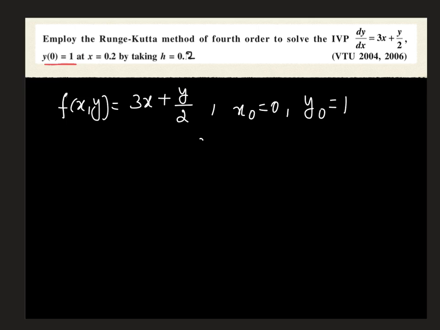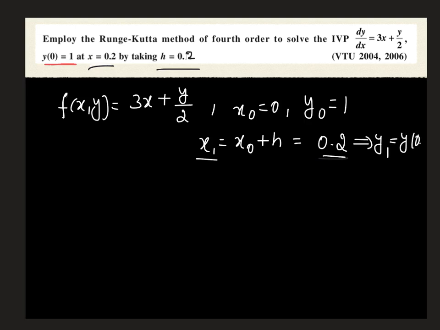So now what is x1? x1 is x naught plus h. Given h is 0.2, x naught plus h is 0 plus 0.2, which is 0.2. At this point we require the y value. So corresponding to this x1, y is y1. So y1 is y of 0.2, that we have to find.